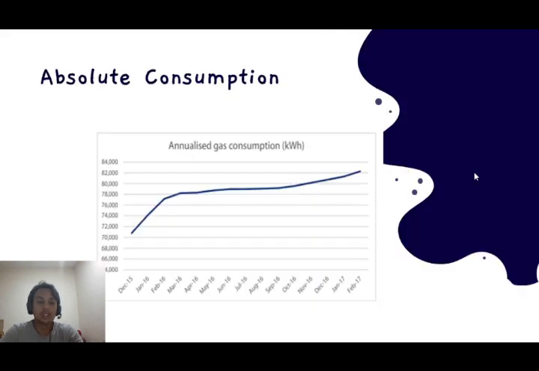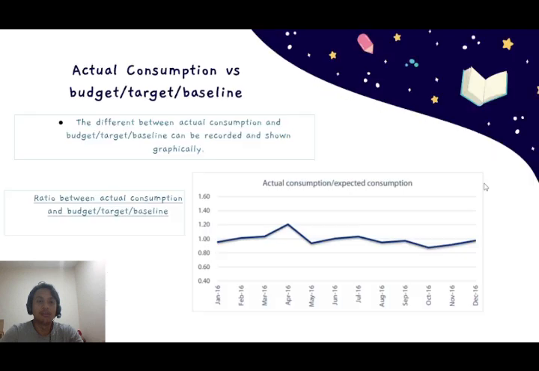Okay, we go to the absolute consumption. This is example graph for absolute consumption. This is the most basic format for energy performance reporting in a graph, absolute energy consumption versus the time. A more sophisticated format is annual graph of energy consumption, which can effectively highlight changes in energy consumption. Okay. We go to the next format, reporting.